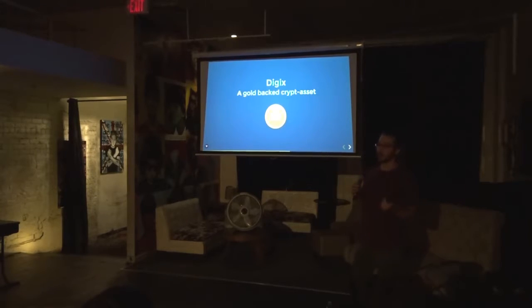If you have 100 of these Digix tokens, you can actually send them to Digix and say, I want the gold. Pay some sort of fee for processing that, and you get the gold. So now you have a cryptographic asset.